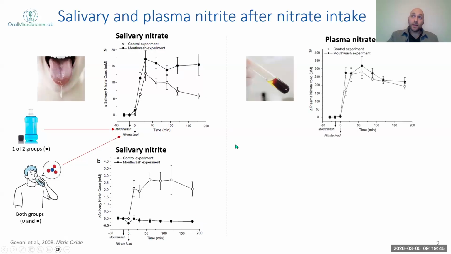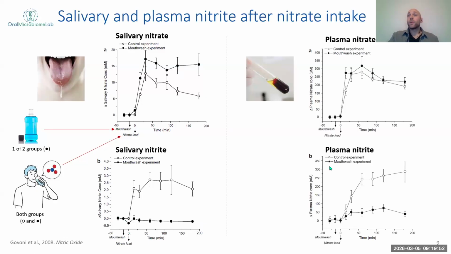In the plasma, the nitrate levels are similar in both groups after the nitrate drink intake. But when we look at the nitrites, we can clearly see that there's much more nitrite production in the control group compared with the chlorhexidine group. And the difference between these two lines is really the power of the oral microbiota in nitrite production that directly affects nitric oxide's bioavailability.